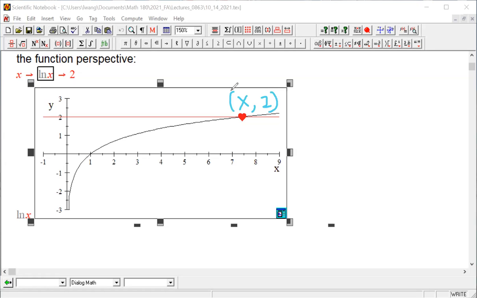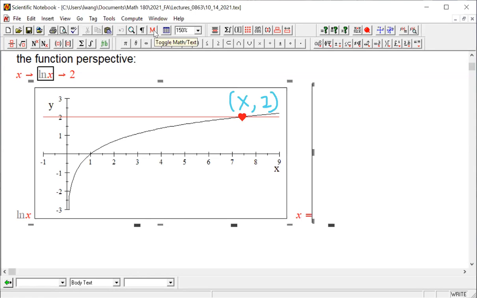Of course, if you use the definition, the input is not difficult to find. The input is just x equals e squared. Right? And of course, the function can get more and more complicated and require some other properties. And I think that's all I'm going to do at this point.